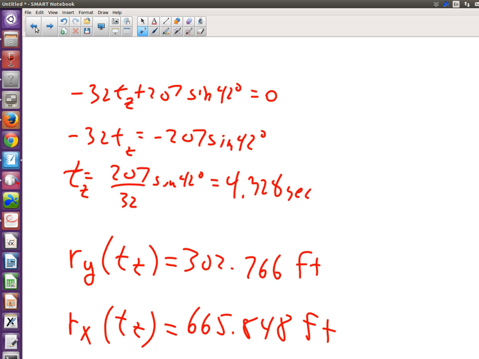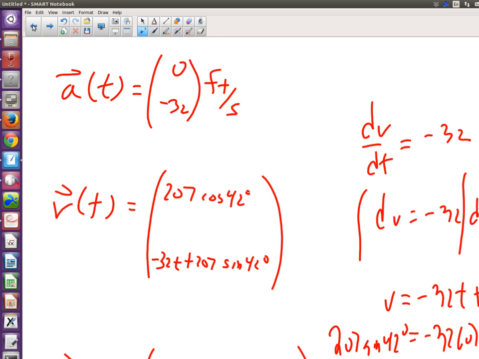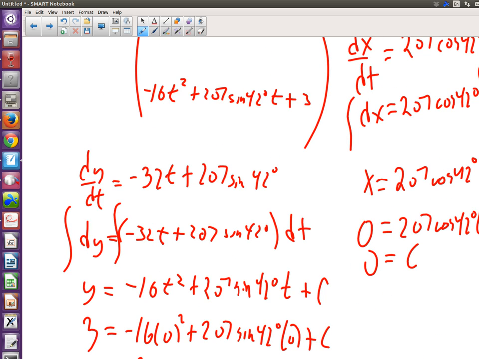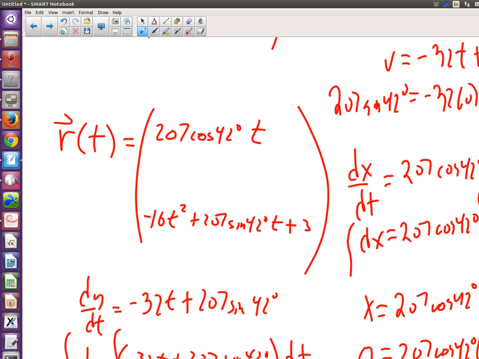You can't always do this, but sometimes you can eliminate the parameter t from parametric mode and go back into function mode. So if you solve, since x equals 207 cosine 42t, could you solve for t? Just divide by 207 cosine 42. So t is x over 207 cosine 42. Plug that t into here, and you're going to have x's. y is a function of x. That's all it is. So if you graph that, you would see the same thing. All right. So there you go.